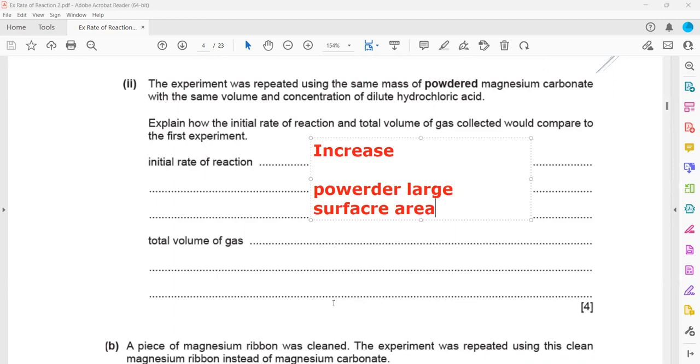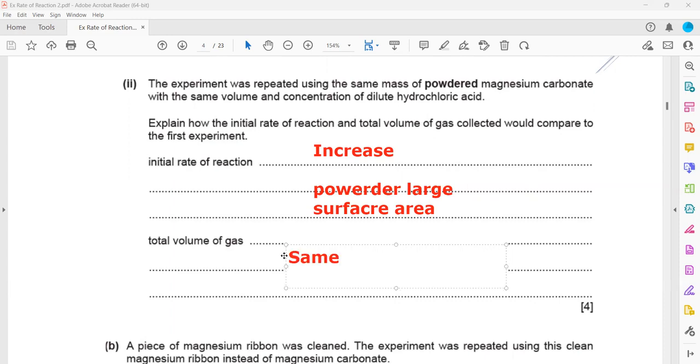But what about the total volume? Will it change? The total volume of gas given off. It won't change, because even if we increase the amount of magnesium, the total volume does not change. The total volume of the gas won't change even if we use powdered magnesium, because magnesium is an excess reagent. So the total volume will be the same. And the reason for that is because we use the same amount of reactant.